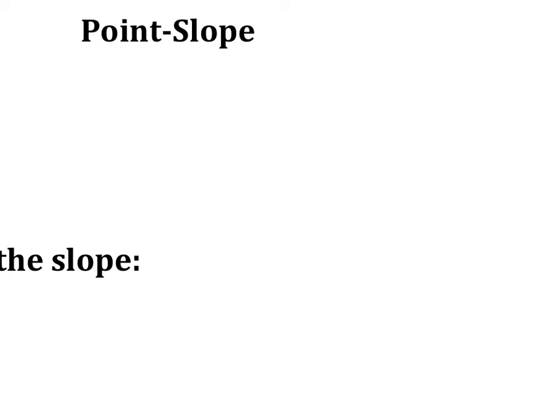Another form of the line is called point slope, simply because this is a situation where you're given a point, a single point, and a slope, m. And this comes from the slope formula. So I'm going to show you really quickly how we derive that.